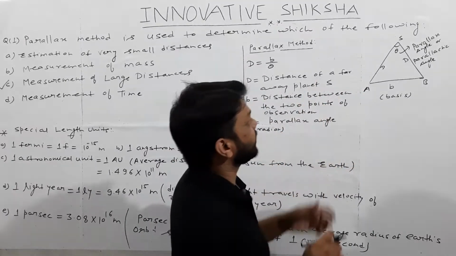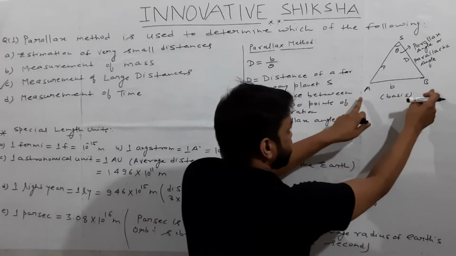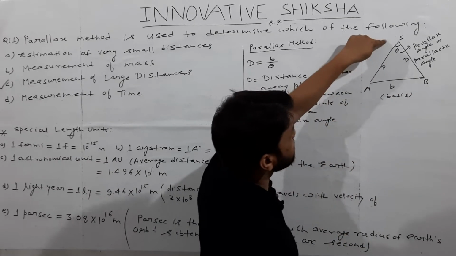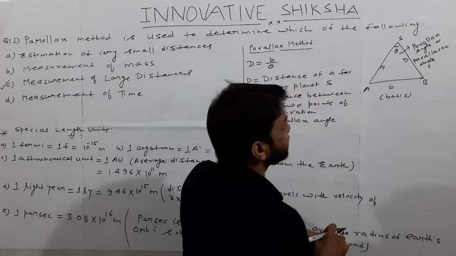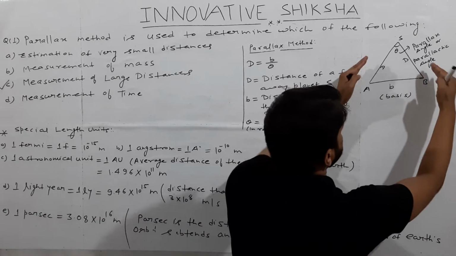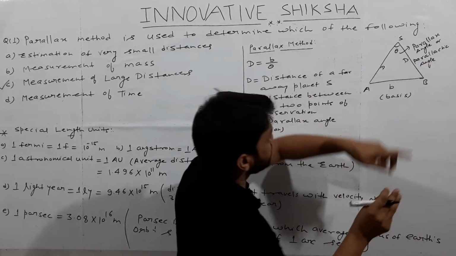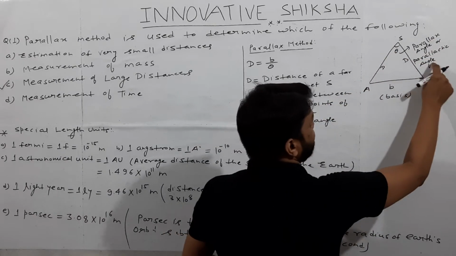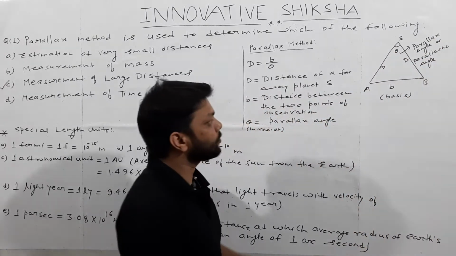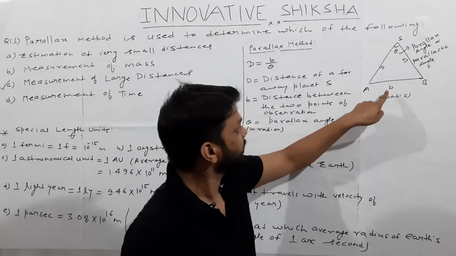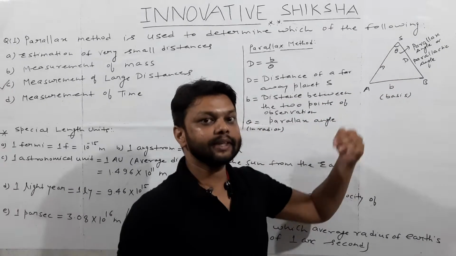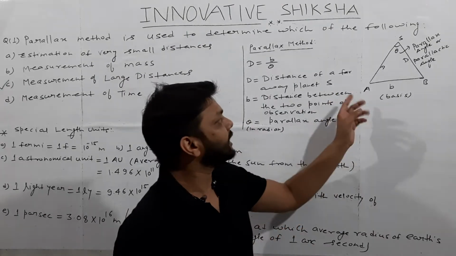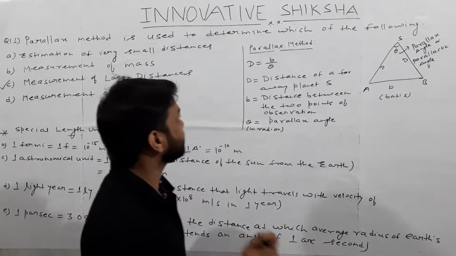right? And then the distance between the observation point and the planet is denoted by capital D, and the angle subtended by these two particular points is known as theta, which is also called parallax angle or parallactic angle, right? So we have a particular relation between b, D and theta, and by that relation we can find any distance, right? So what is that relation?